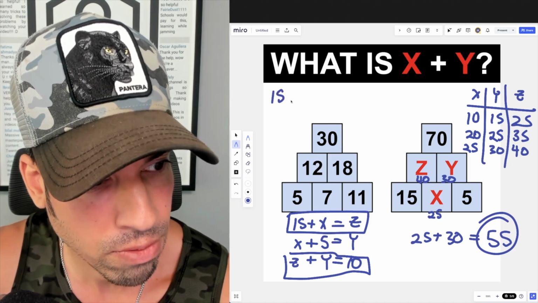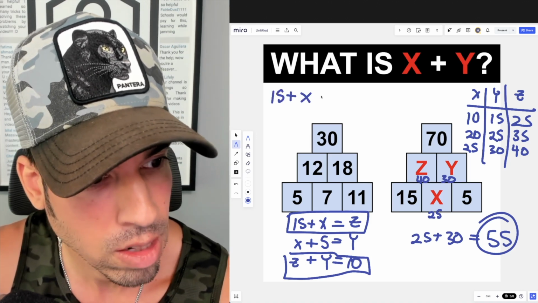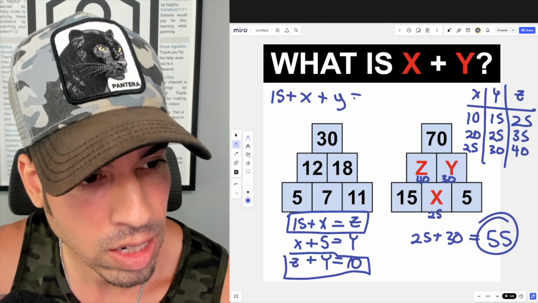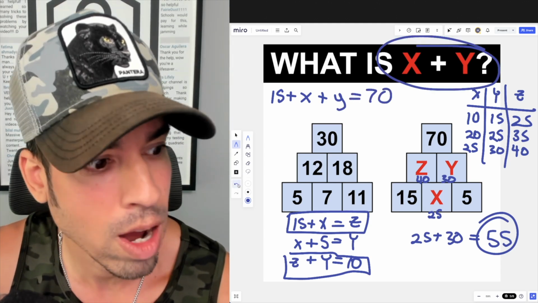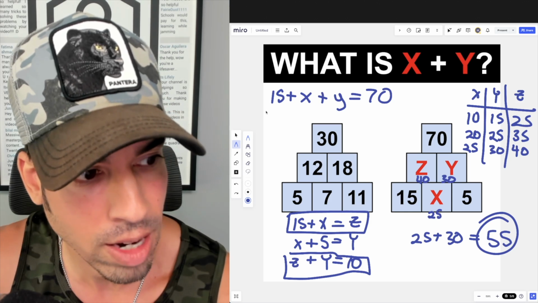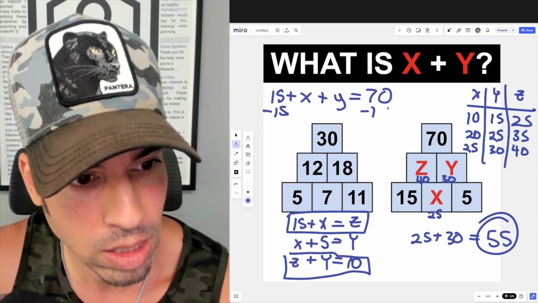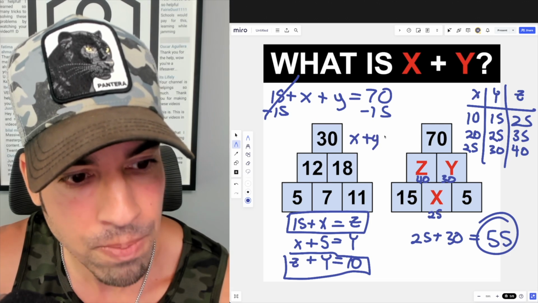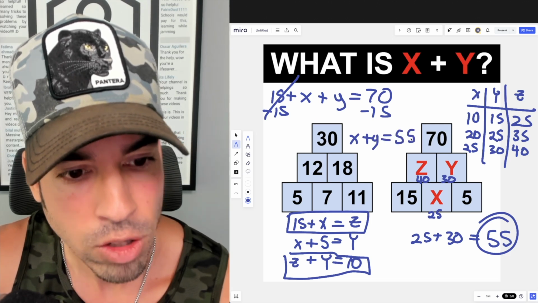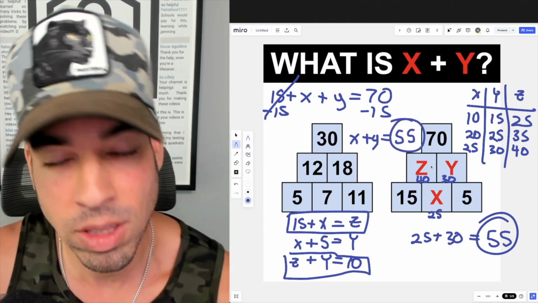So now I have 15 plus x plus y is equal to 70. And this is beautiful because if I'm trying to get x plus y, I have x plus y here. I just have to isolate it by subtracting 15 from both sides. And now we're left with x plus y equals 55. So there's a second way to get to the same answer. That's how you do it.